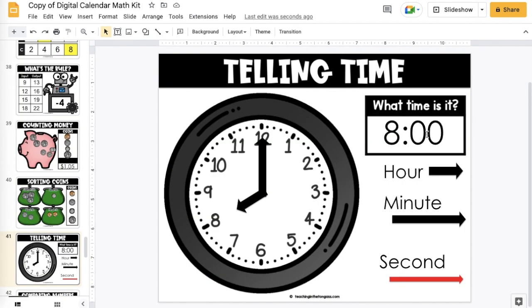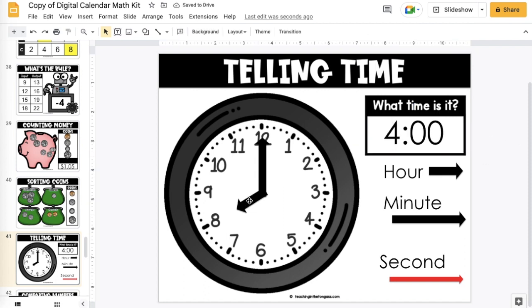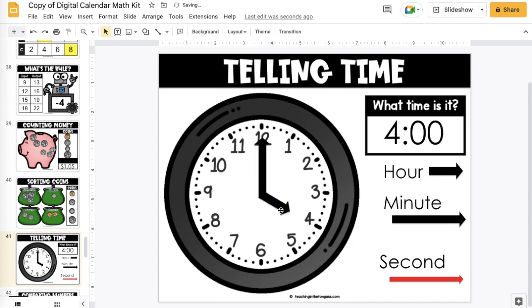So for telling time today, we're going to take a look at our hour hand here. We're going to change this to 4 o'clock. Let's go ahead and move our hour hand, which is the short hand here, to 04 for the hour. Now it's pointing right at 4. Our minute hand is still on the 12, which means o'clock, and that's shown with 2 zeros. So it's still 4 o'clock.